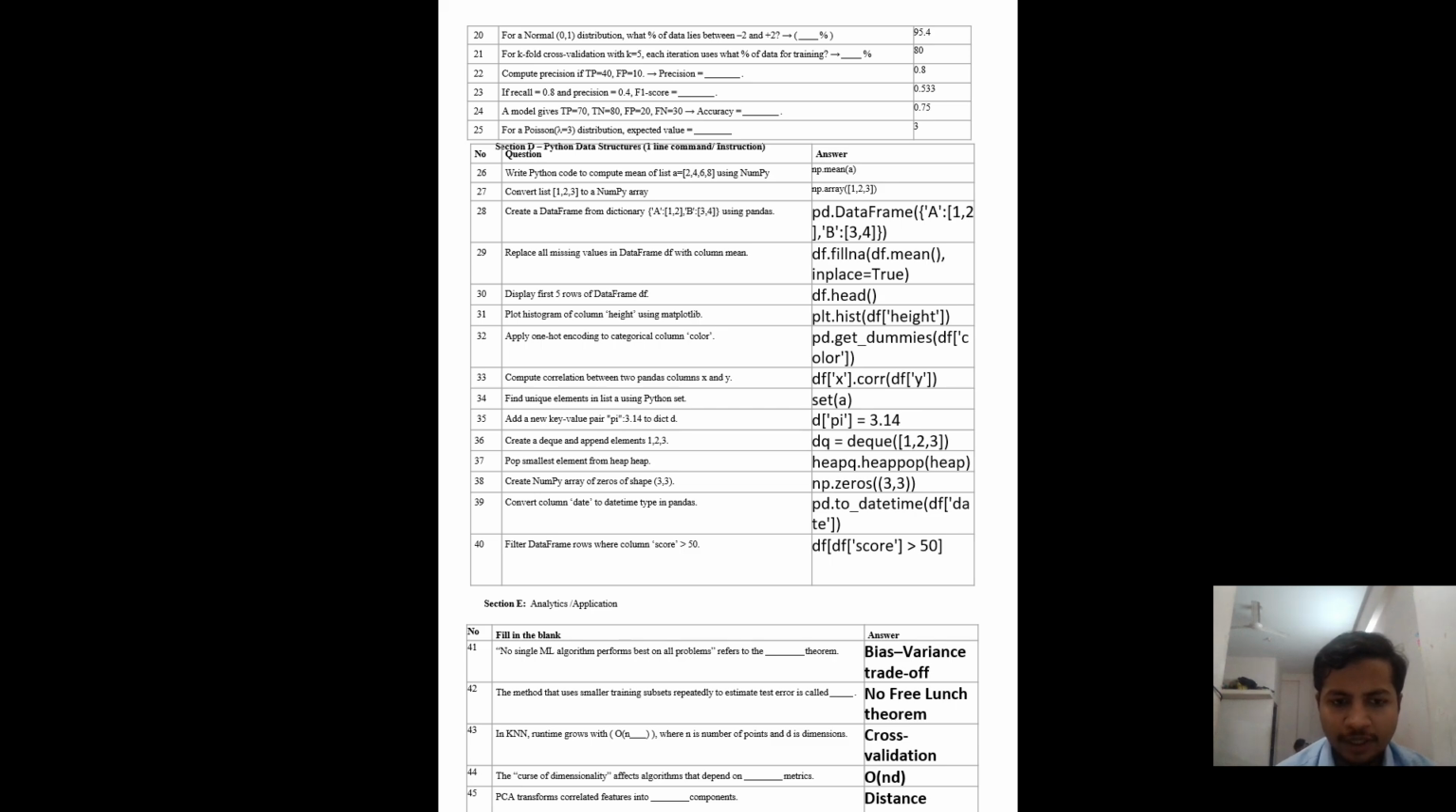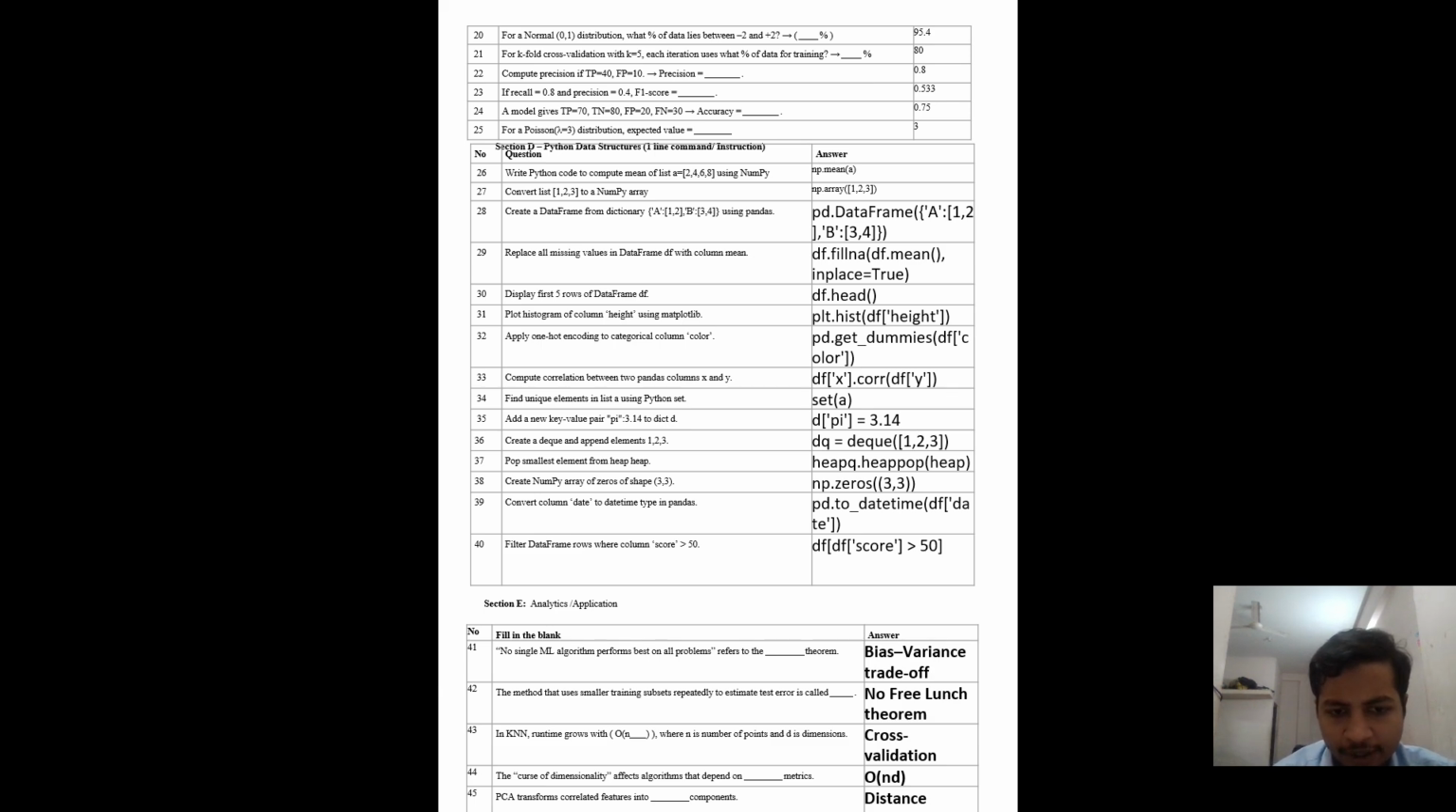Now moving to section E, 41st question, which reads: no single ML algorithm performs best on all problems refers to bias variance trade-off. It is a theorem which says that no single ML algorithm performs best on all problems. It says that we just balance simplicity, bias, and flexibility, variance. 42nd question, the method that uses smallest training subset repeatedly to estimate test error is called no free lunch theorem. It is a philosophy which says that no single algorithm works best universally.